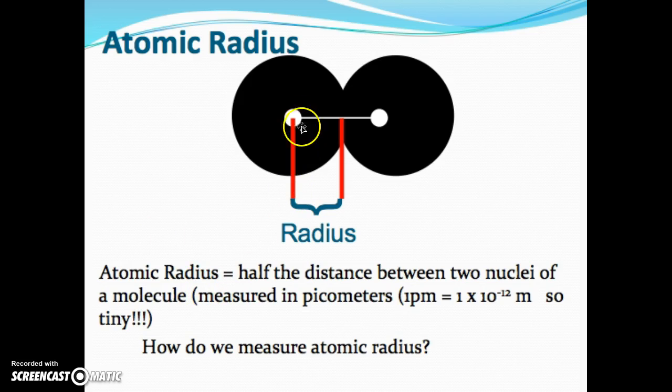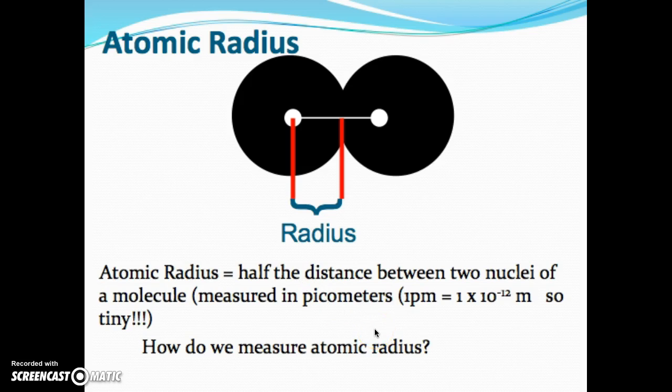So here's a picture of what this would look like. If here's the nucleus of one atom, here's the nucleus of another. The diameter is across. That's something that we could be able to see using a scanning electron microscope. And then if we took half of that diameter, we'd be looking at the radius. So the definition of atomic radius is half the distance between two nuclei of adjacent atoms or adjacent molecules. The atomic radius is measured in picometers.